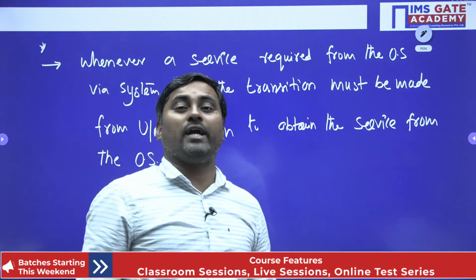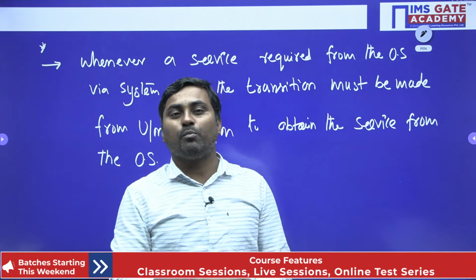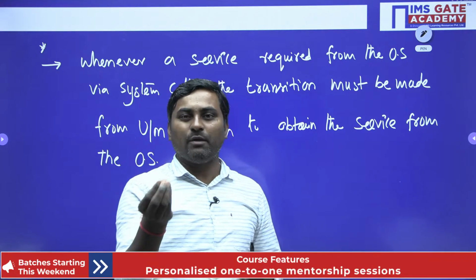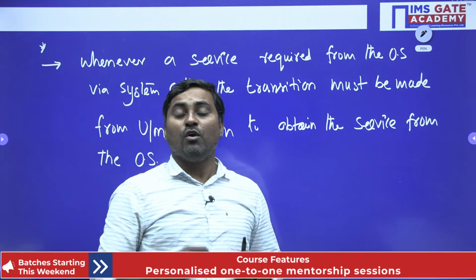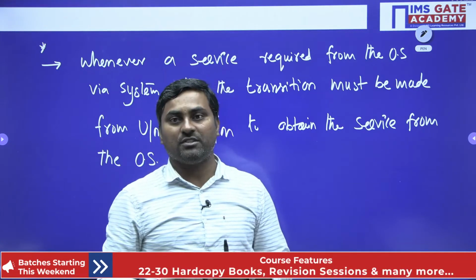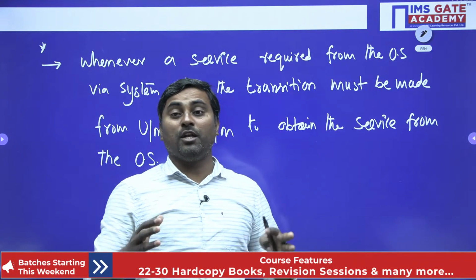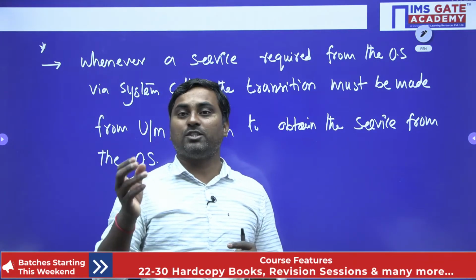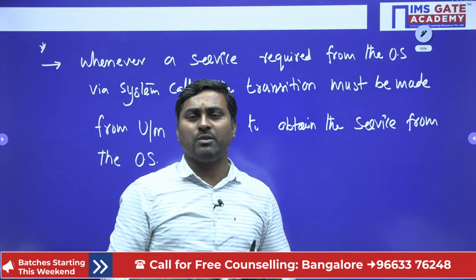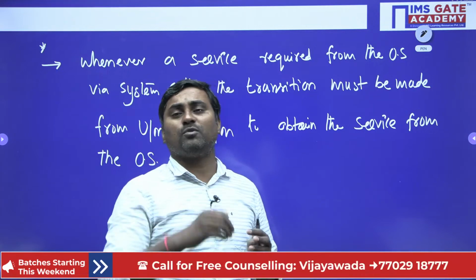Whenever you want to take a service from the operating system, you have to put a request to the operating system through system calls. The system calls are available in packages. For example, the Win32 API, application program interface, has a set of system calls in the Windows operating system. Similarly, the POSIX API, especially for Unix or Linux operating systems, has a set of system calls. Through system calls, I can get a service from the operating system.